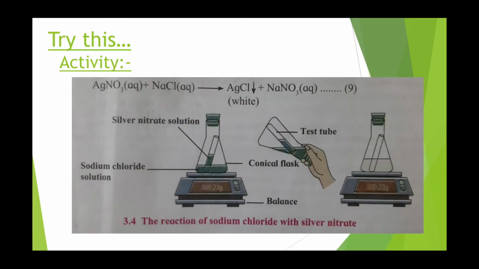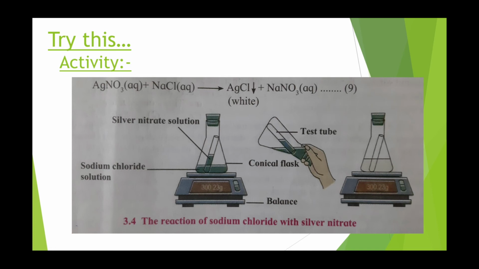Okay. Now, here again we have to try an activity. What we have to do? We can see it in the diagram. We have to take some sodium chloride solution in a conical flask and silver nitrate solution in a test tube. Now, we have to tie a thread to the test tube and insert it carefully into the conical flask. We have to make sure that the conical flask is airtightly fitted with a rubber cork. Now, we have to weigh that conical flask with the help of a balance.